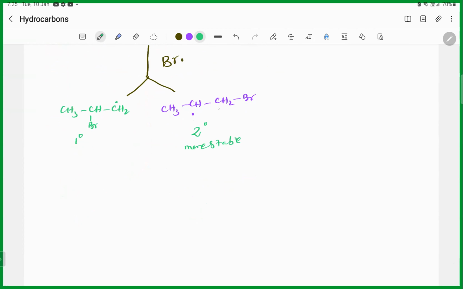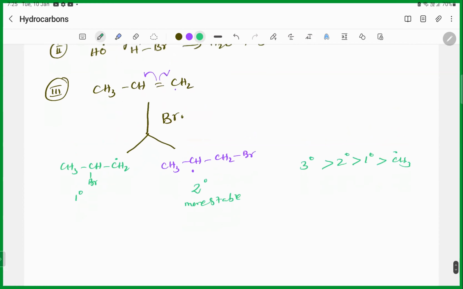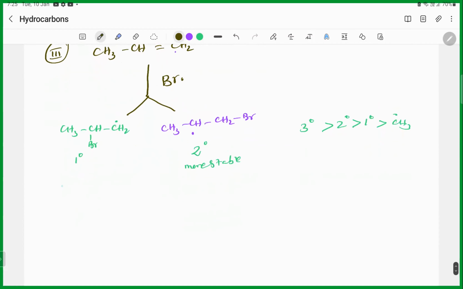So more alpha hydrogens can stabilize the free radical. We know the stability of free radicals: tertiary radical is more stable than secondary, which in turn is more stable than primary, then methyl radical. This is the order. This is the third step. Now, when it goes to the fourth step, if you add HBr, it will give CH3, CH2, CH2Br.